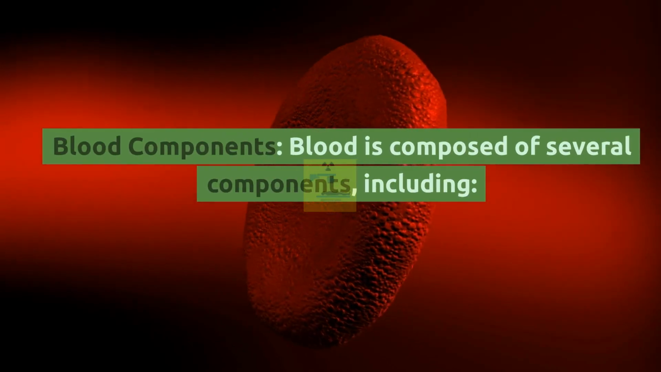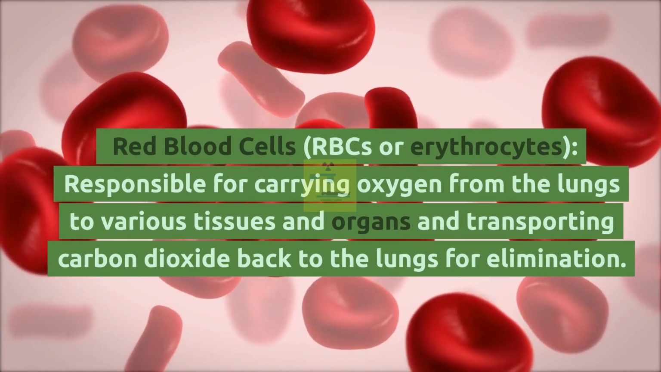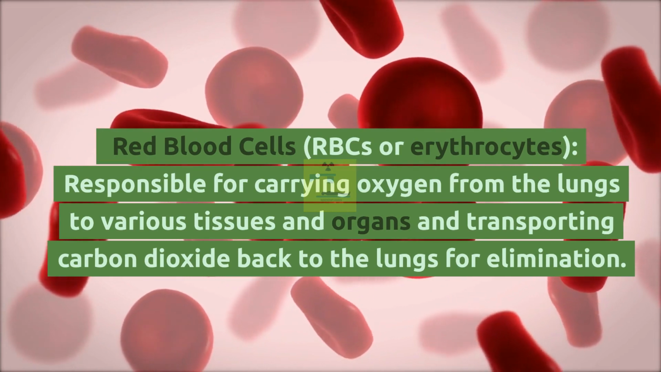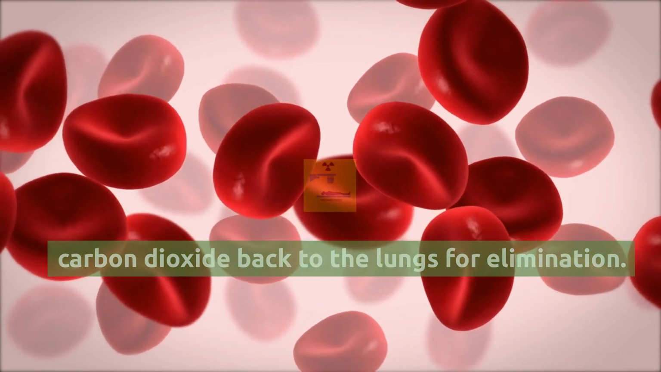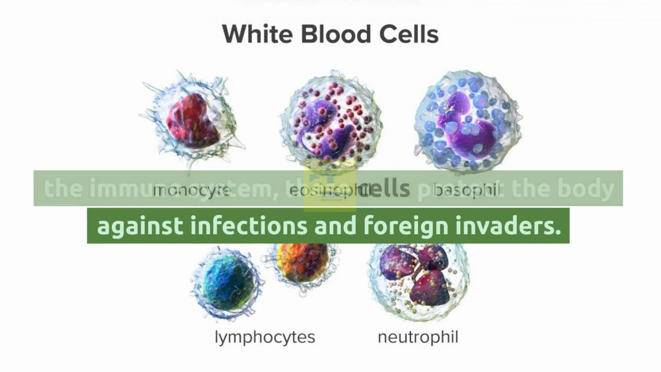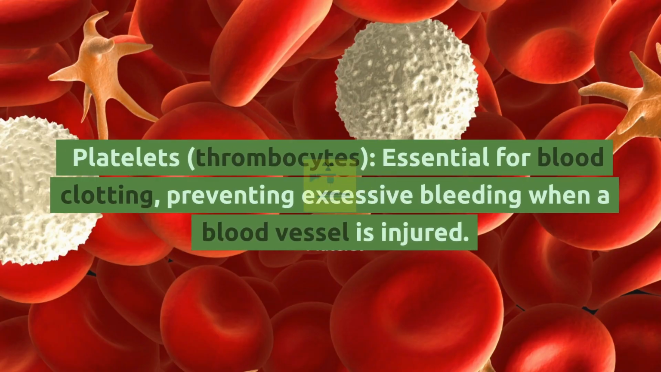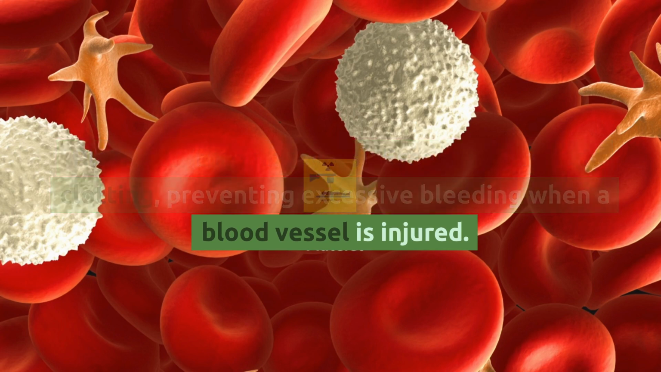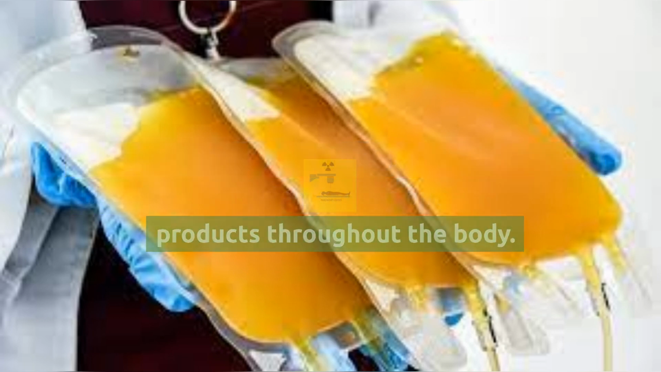Blood components. Blood is composed of several components, including red blood cells, RBCs or erythrocytes, responsible for carrying oxygen from the lungs to various tissues and organs and transporting carbon dioxide back to the lungs for elimination. White blood cells, WBCs or leukocytes, part of the immune system. These cells protect the body against infections and foreign invaders. Platelets, thrombocytes, essential for blood clotting, preventing excessive bleeding when a blood vessel is injured. Plasma, the liquid part of blood that carries blood cells, nutrients, hormones, and waste products throughout the body.